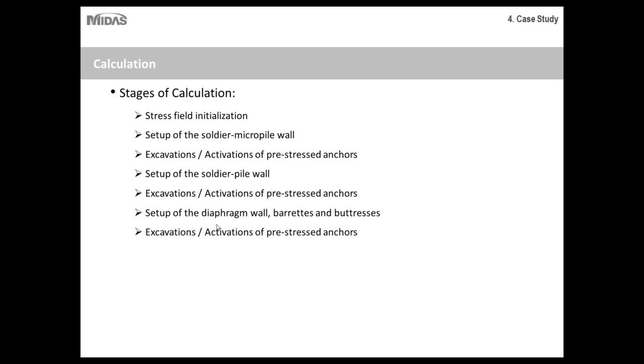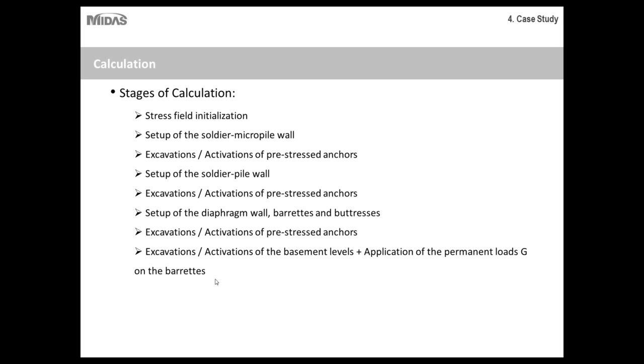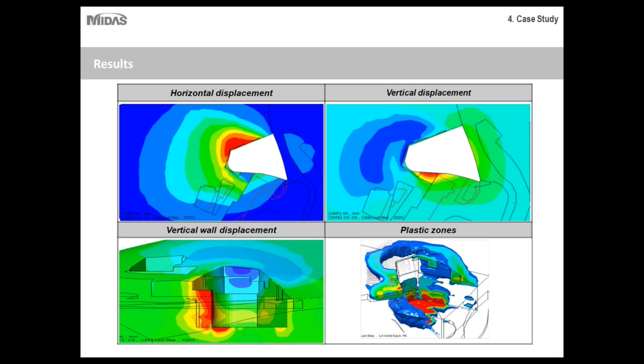So everything went in a step-by-step process, and then we proceeded with the excavation and activation of basement levels and the application of the gravitational load on the barrettes. Then the slabs were activated, which were the structural components, and then the service loads were applied on top of them. So once these stages were formulated and put into the numerical analysis model, the results were obtained as shown here.